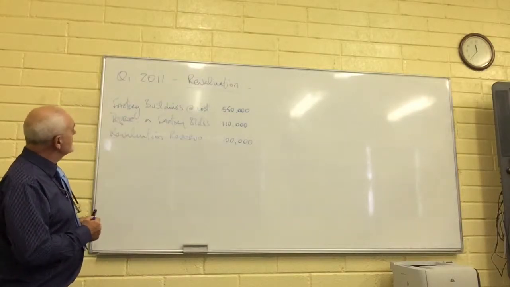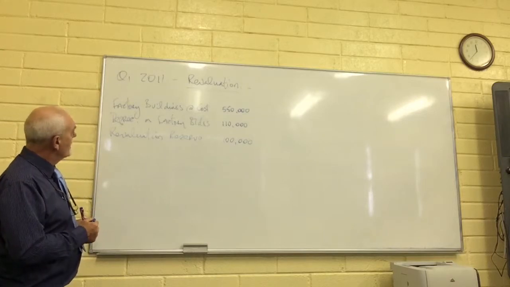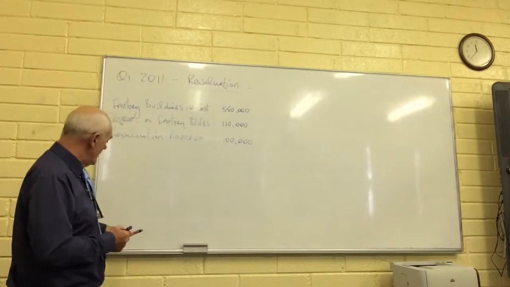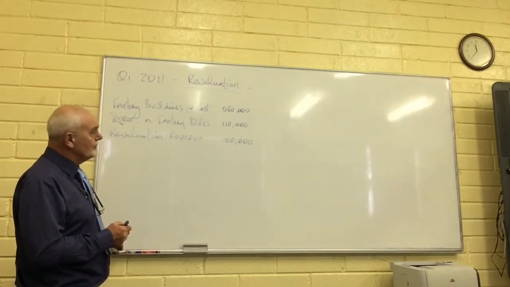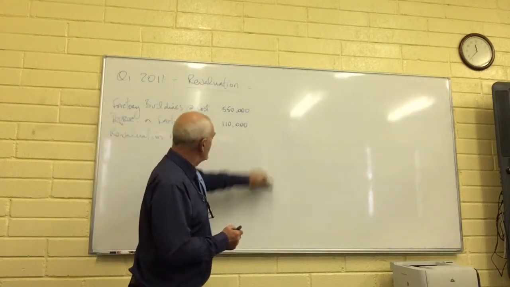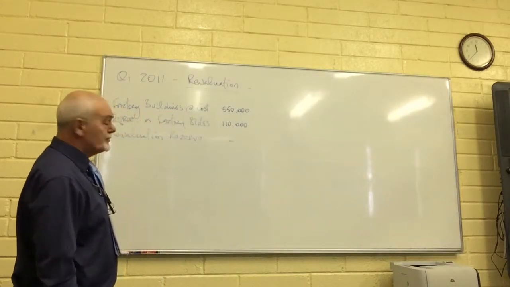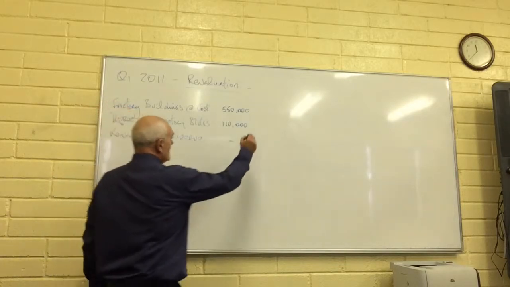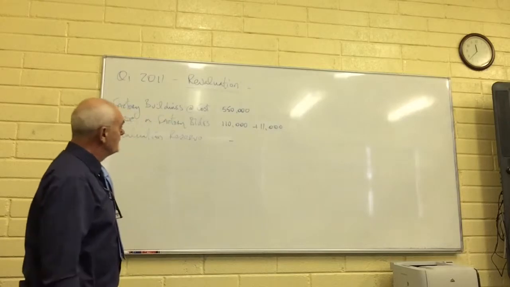Revaluation of fixed assets. Question 1, 2011. We find factory buildings costing 550,000 in the trial balance. The depreciation at the start of the year is 110,000, and there's no revaluation reserve at that time. The depreciation for the year is 2% of cost. So 11,000 is our depreciation.